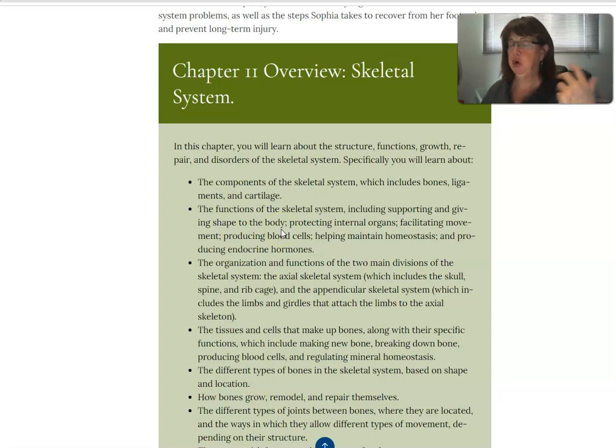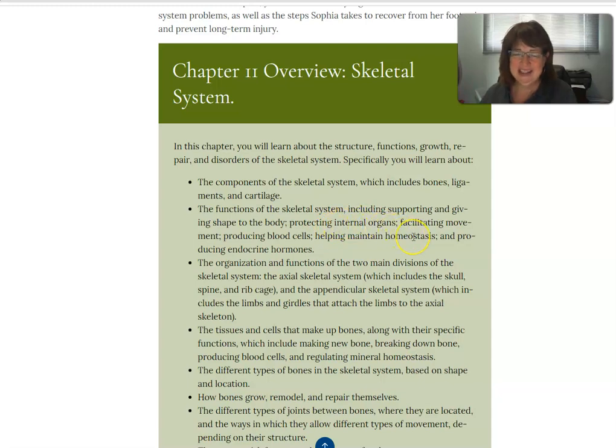So if you think of support, you've got your vertebrae, you've got your shoulders. In terms of shape, your rib cage gives you shape, your skull gives you shape. To protect your organs, you have your brain case, your cranium, and you also have your rib cage. When it comes to movement, the skeletal system acts as levers for our muscles to pull upon, which gives us the movement. Then when it talks about producing blood cells, the bone marrow is the location of our blood cell production.